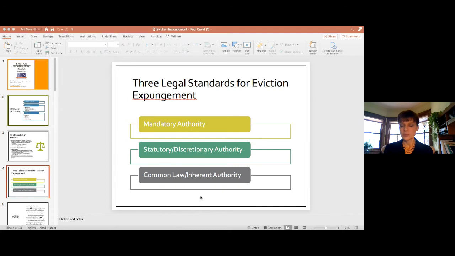And while she is moving to the next slide, I will start to talk about mandatory authority. I talk about it first because it's probably the authority that we see the least, but it's still important that people know about mandatory authority. It comes from statute. It's Minnesota Statute 484.014.